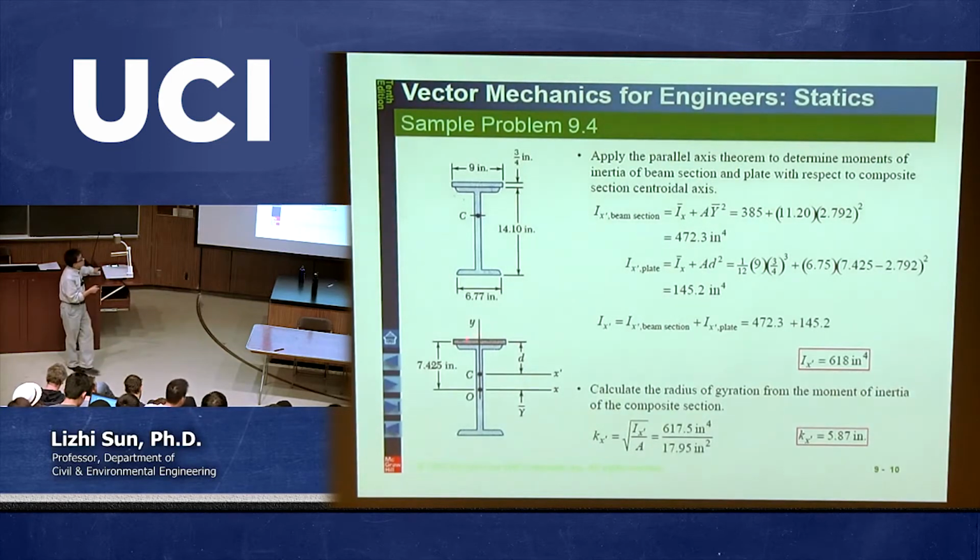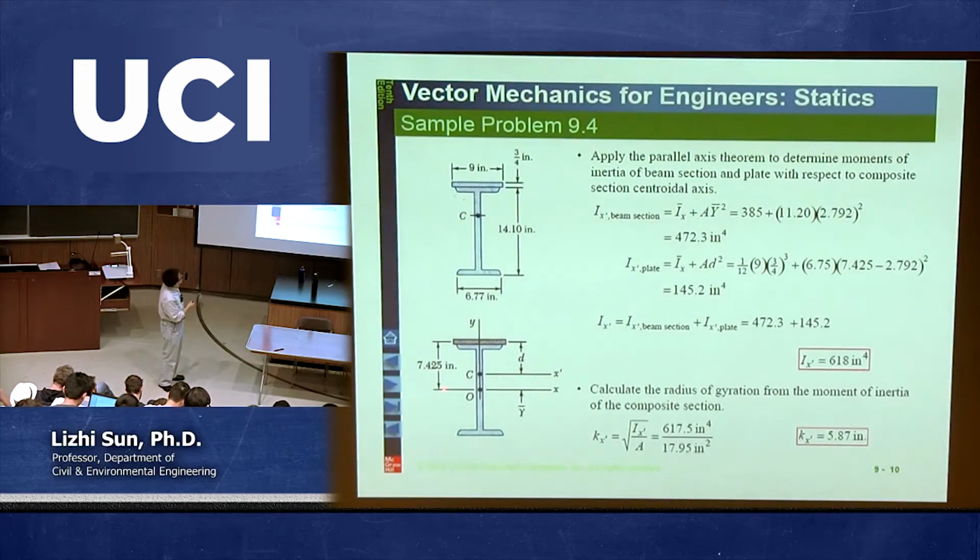D is the distance between these two parallel axes. So this is one axis, this is another one, and that's D. They already indicate this is D. So what is the D? There are many ways you can identify D anyway.